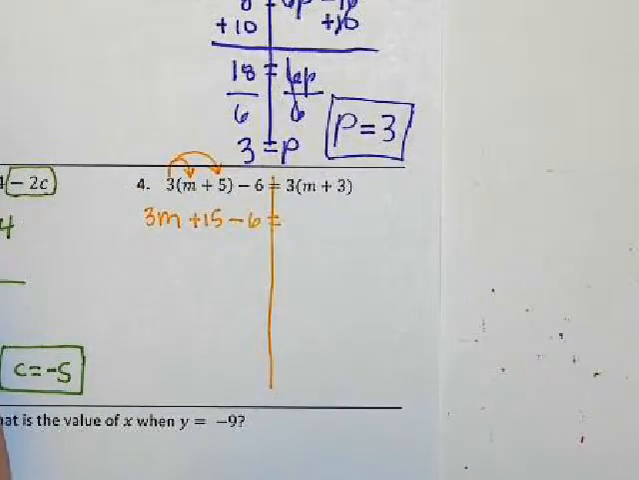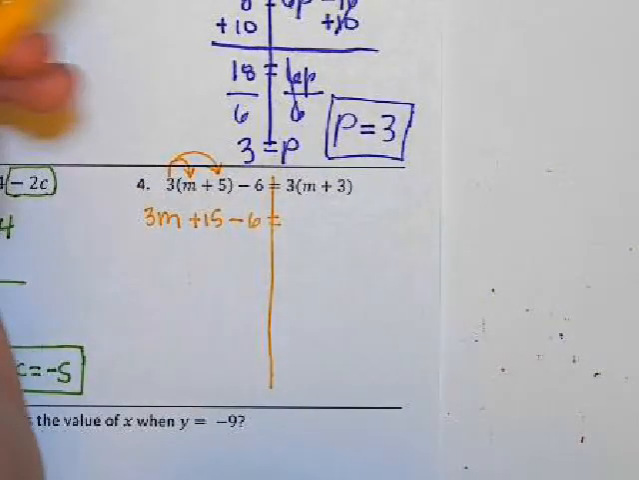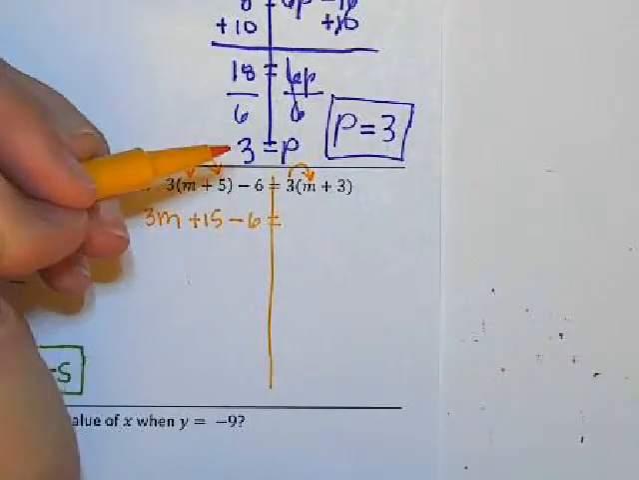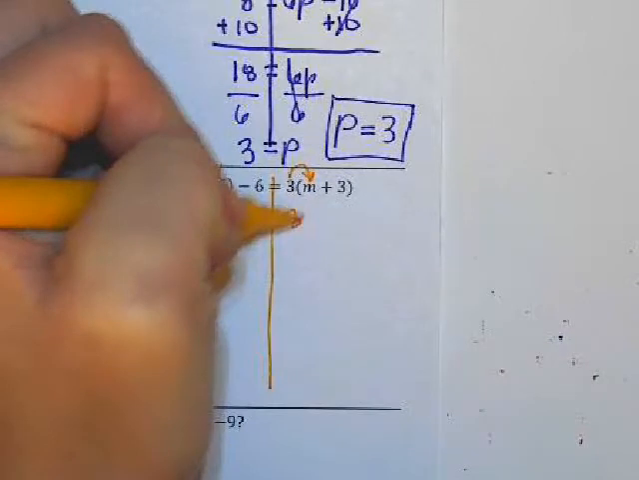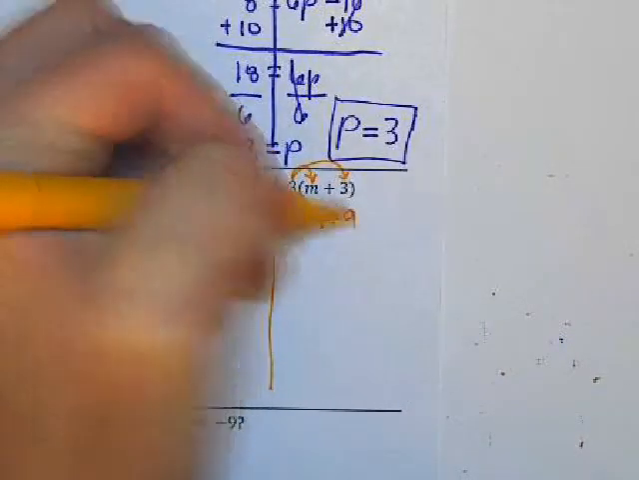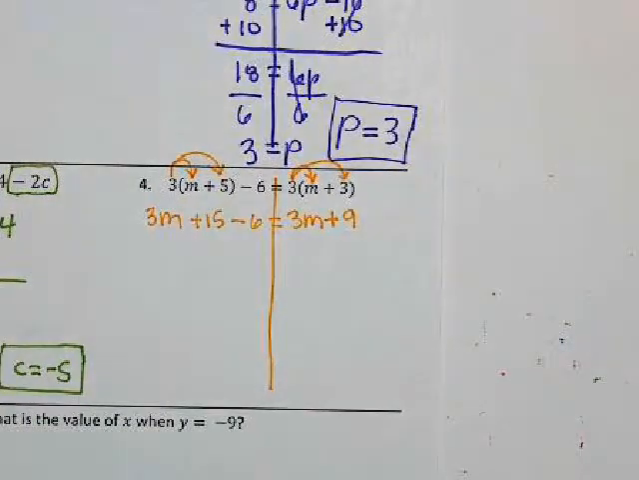Now I'm going to simplify the other side. Are you writing with me? 3 times m is 3m. 3 times 3 is 9. You're multiplying. Multiply, multiply.